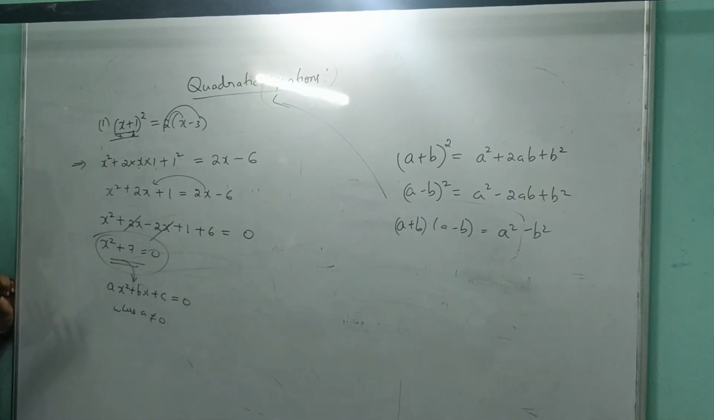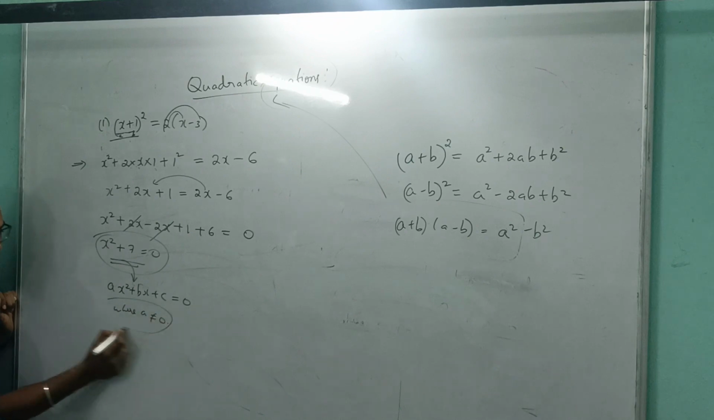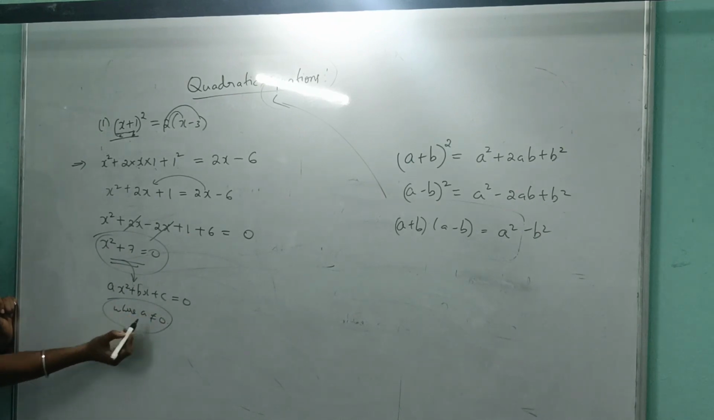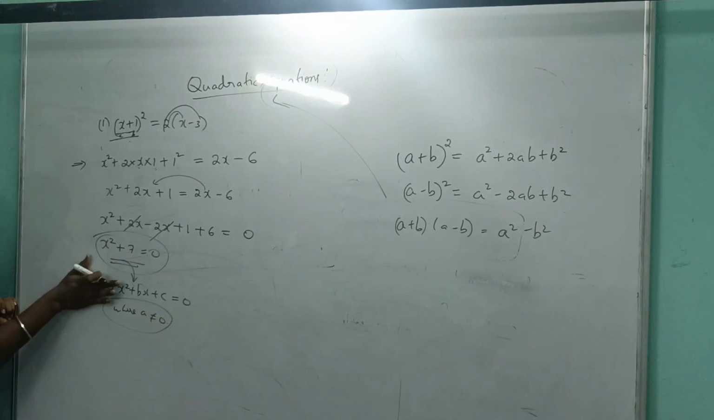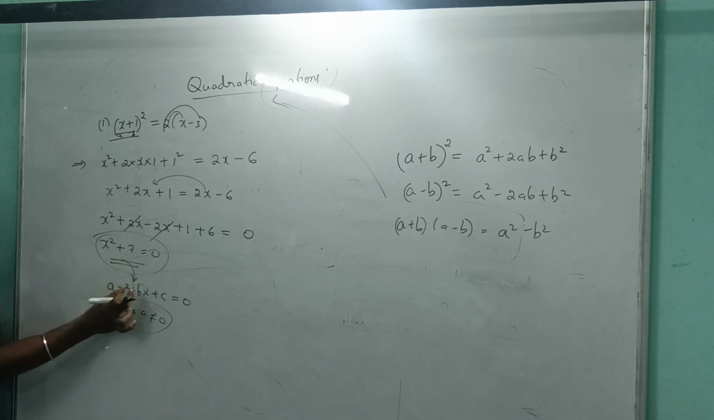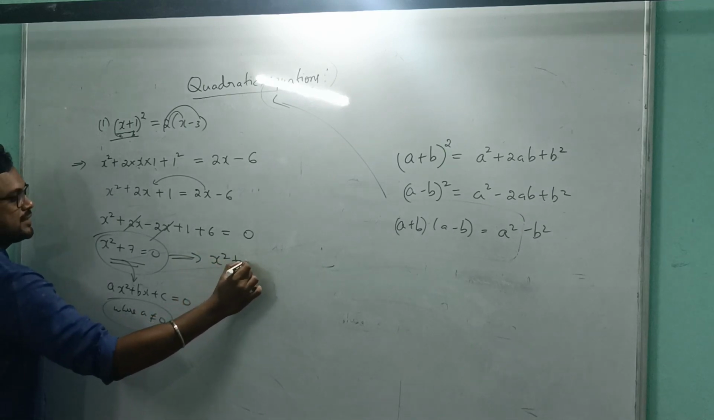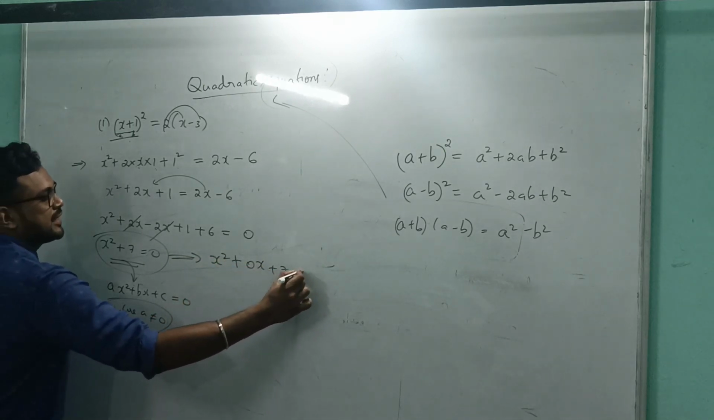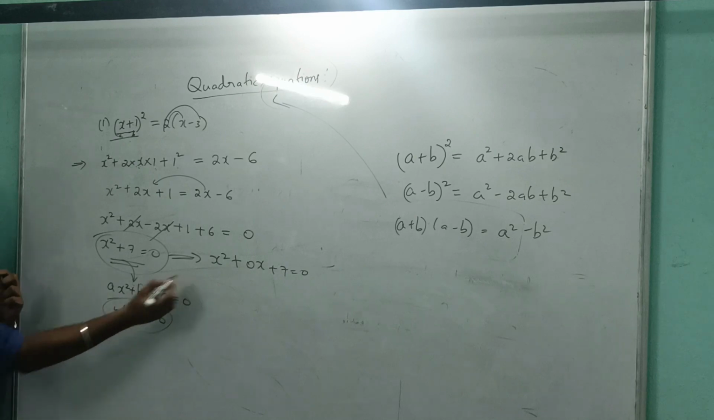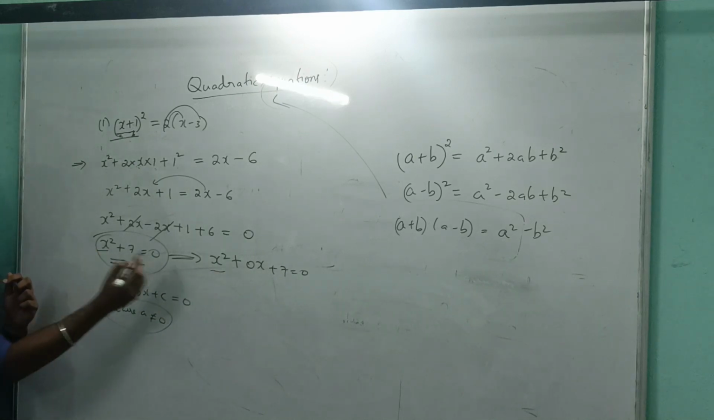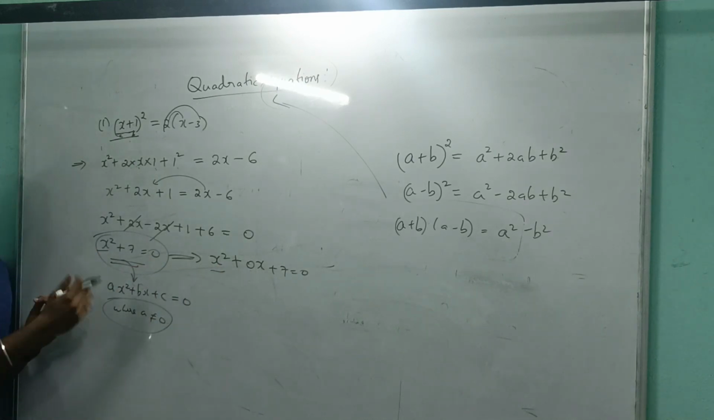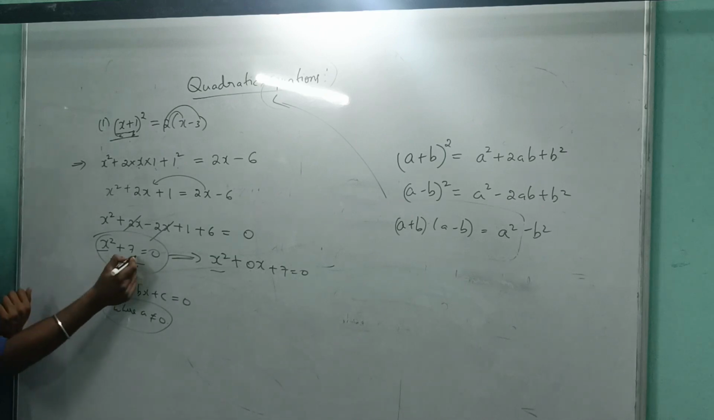You might be telling that, sir, the x term is not there, that is why it's not a quadratic equation. The only condition for being a quadratic equation is that a should not be equal to 0. This term should not be equal to 0. If a is equal to 0, then it doesn't become a quadratic equation. But this b can be equal to 0. So now this can be written as x square plus 0x plus 7, because 0 into x is 0.